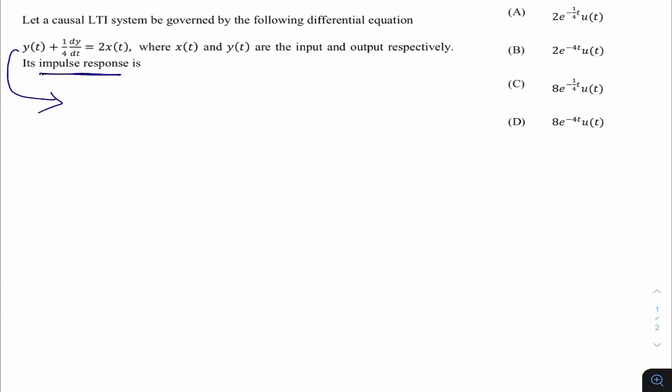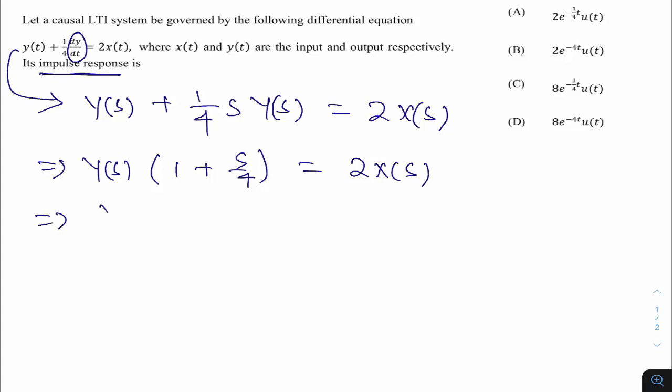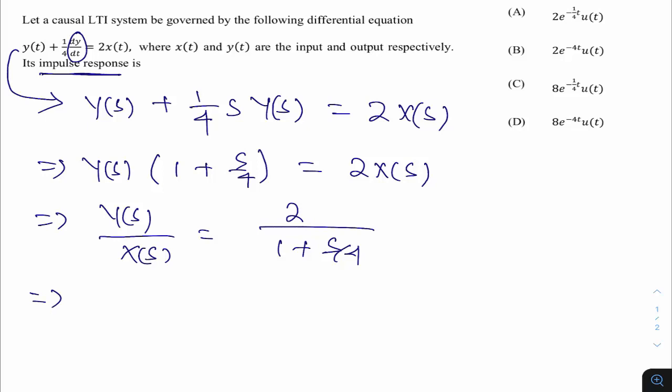If I apply the Laplace transform on both sides of this equation, Laplace of y(t) is Y(s) plus 1/4 dy/dt, its Laplace transform is s times Y(s), equals 2 times X(s). Taking Y(s) common, this is (1 + s/4) Y(s) equals 2 X(s). So Y(s) by X(s) is 2 divided by (1 + s/4). This is your H(s). If I multiply by 4 in numerator and denominator, this is 8 divided by s + 4. So this is your H(s).